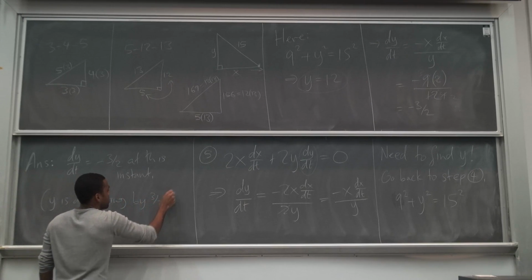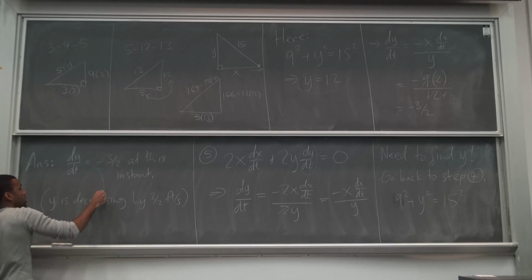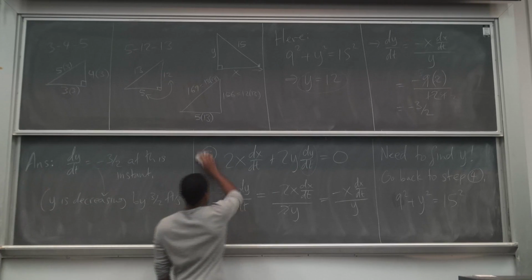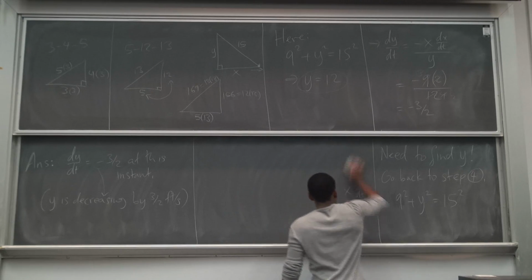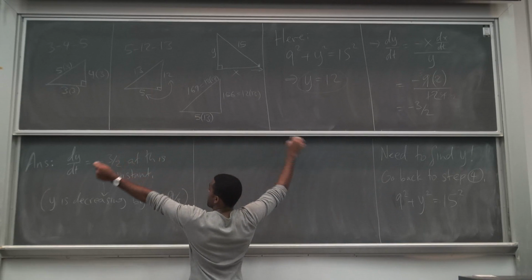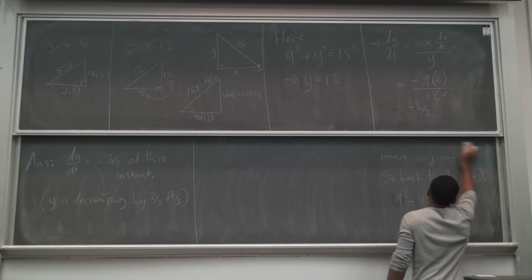By 3 over 2 feet per second. Right? That's what this negative sign means. You can interpret it as decreasing, which might come in handy otherwise. So if a rate is positive, it means it's increasing, meaning on your diagram that thing is getting bigger. And if it's negative, it means on your diagram that thing is getting smaller.